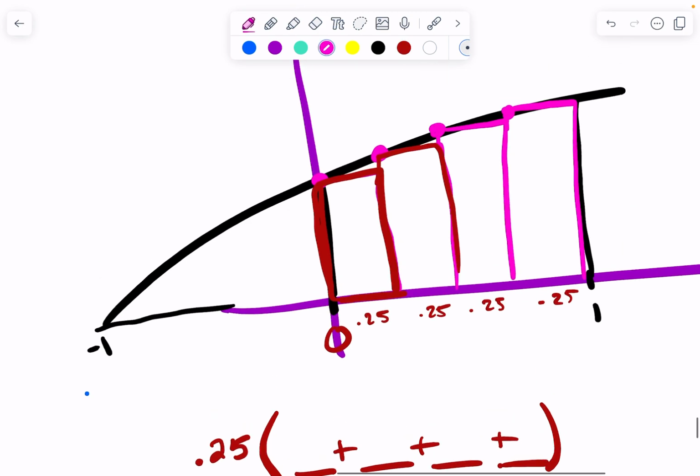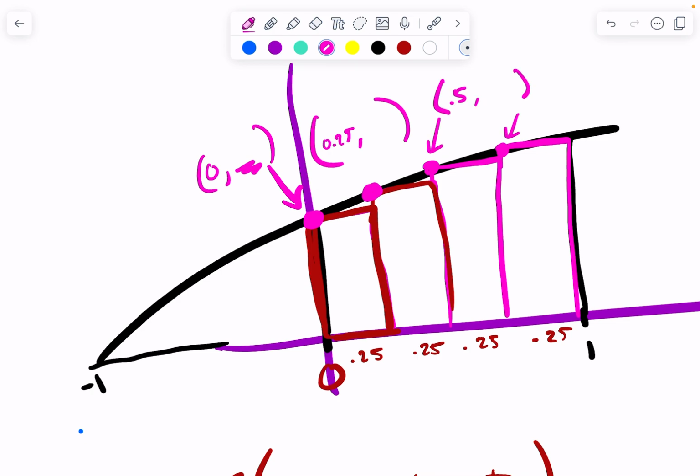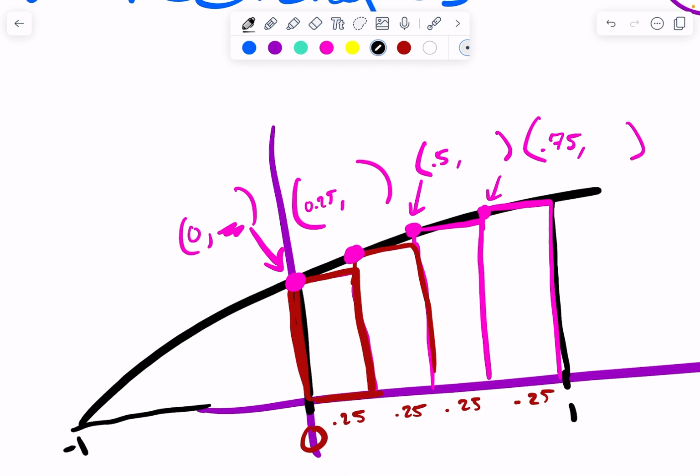To find out how tall this tower is, I look at this coordinate point, which is the point 0 comma something. This coordinate point would be 0.25 comma something. This one would be 0.5 comma something. This would be 0.75 comma something. To figure out what those somethings are, I plug it into the x plus 1 and take the square root, and that will give me the height.